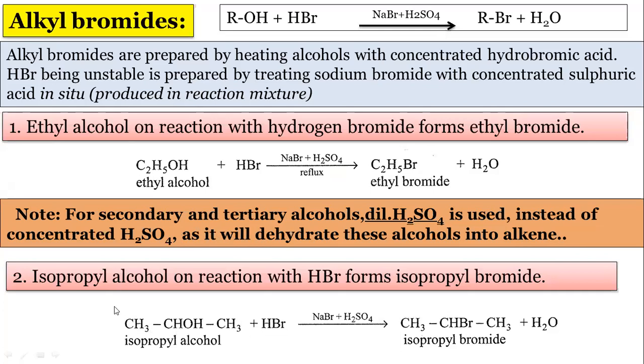See here, it is isopropyl alcohol on reaction with HBr. See, this is a secondary alcohol. So this H2SO4 is dilute here, and this H2SO4 is concentrated. Remember, it is not written, but in case of primary alcohols, it is concentrated, and in case of secondary alcohols, this H2SO4 is dilute. The other process is the same. In isopropyl alcohol, this OH is there, so this OH is replaced with bromine.